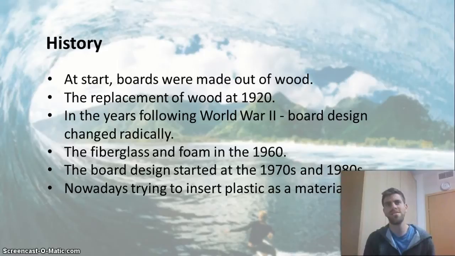In the 1960s, fiberglass and foam entered the picture and changed the surfboard and the fins of the board. In the 70s and 80s, people started to use epoxy material also to design the board. In fact, it's also the board that we know today. These days, they are trying to put plastic as well as new material in the surfboard. But until that happens, we will still continue to surf the board we know today.